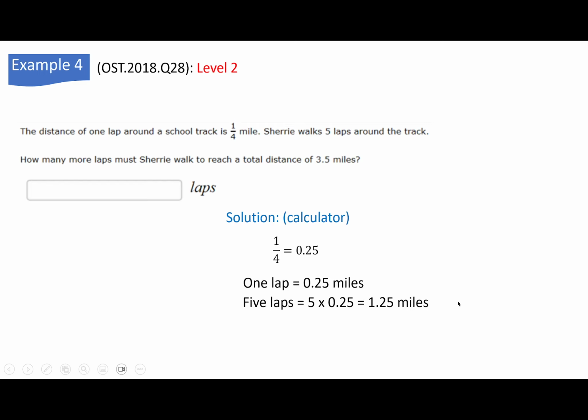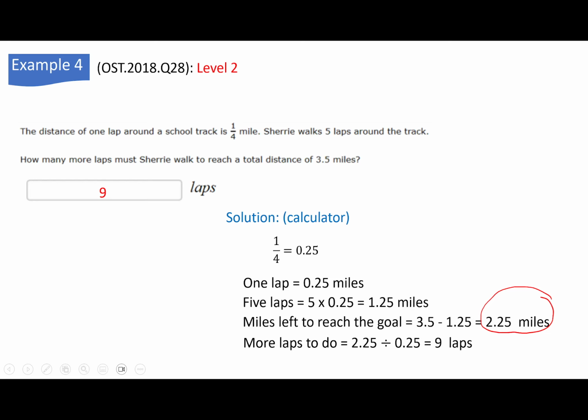Now, she needs to do 3.5 miles, so the difference is 2.25 miles. So she still needs to do 2.25 miles. Each lap is 0.25, so you divide 2.25 by 0.25, you get 9 laps. Maybe the previous way was easier, but some student might do it this way, which is okay.